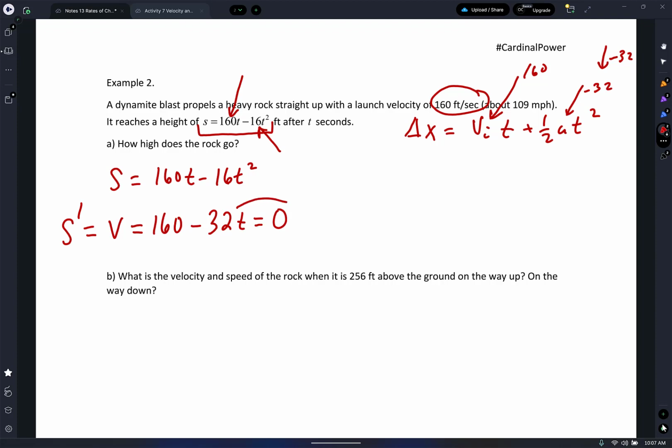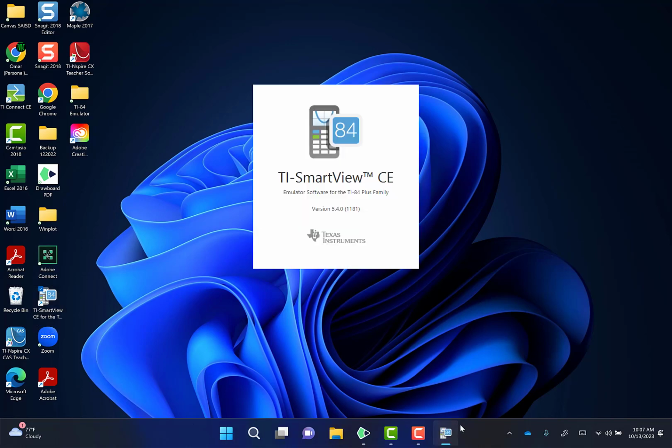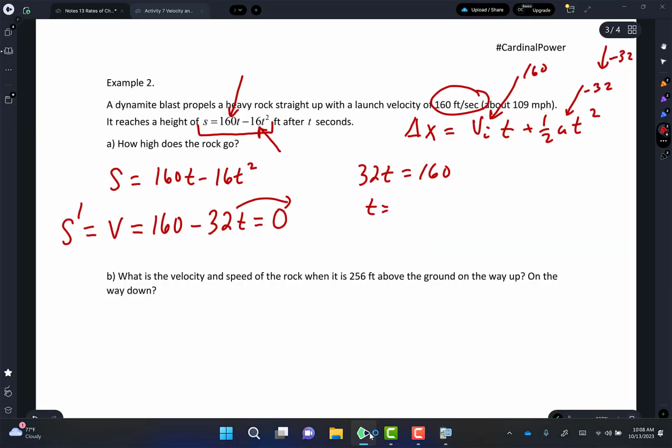So I'm going to move the 32t to the right. Now I have 32t equals 160, and I'm going to divide by 32. So t equals, and I take my calculator. Do you have your calculators with you? Grab your calculators out. Is it 5? And I need units. Seconds. All right, we're not done yet.